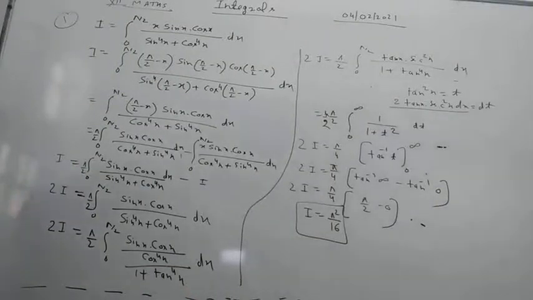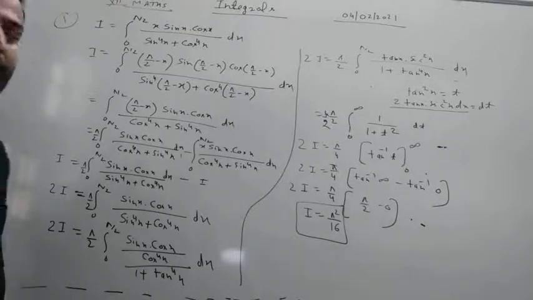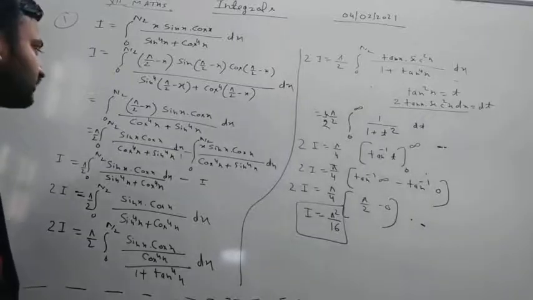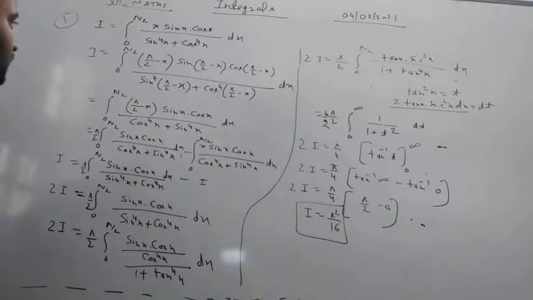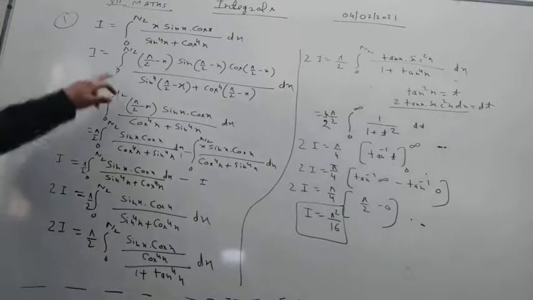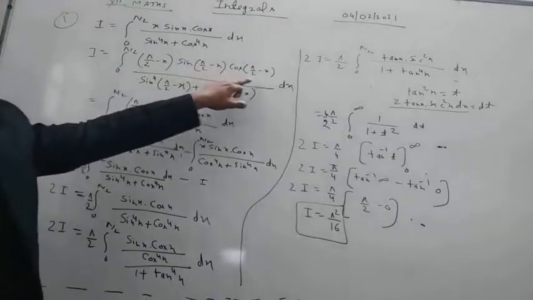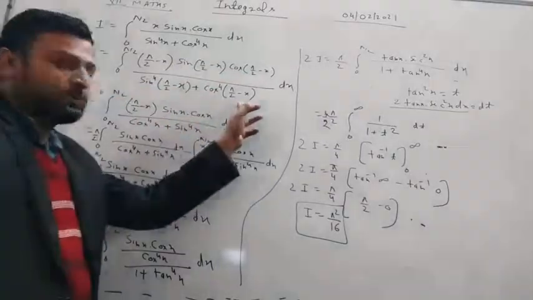I hope you understand, students. Now, students, let's see once again what we have done in this question. Our integral I is equal to the integral from 0 to pi by 2 of x sin x cos x by sin to the power 4x plus cos to the power 4x dx. This is our question, and we use here the integral from 0 to a of f(x) dx equal to the integral from 0 to a of f(a minus x) dx. So here we write pi by 2 minus x, sin of (pi by 2 minus x), cos of (pi by 2 minus x), and so on.